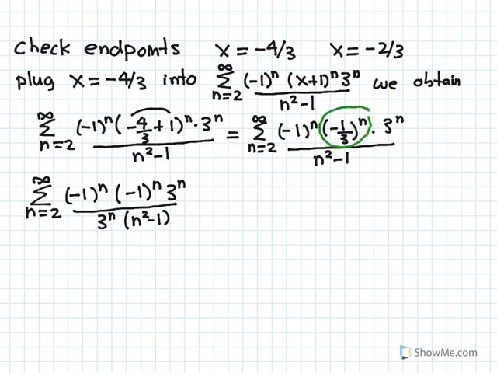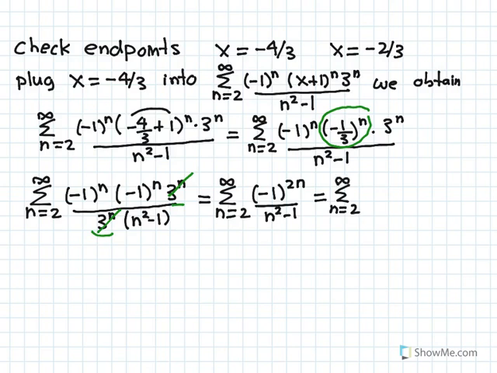So we're simplifying this term. We get negative 1 to the n from the numerator, and from the denominator we get 3 to the n, and we place the denominator here. You can see we have a cancellation: 3 to the n cancels with 3 to the n, and we obtain the summation from n equals 2 to infinity of (-1)^(2n), because we have the same base, negative 1, so we add up the exponents, divided by n squared minus 1. But negative 1 raised to an even power will always be plus 1. So we get the summation from n equals 2 to infinity of 1 divided by n squared minus 1.